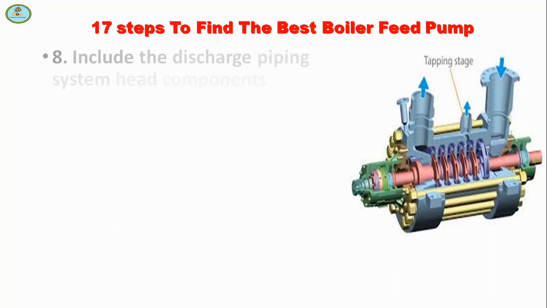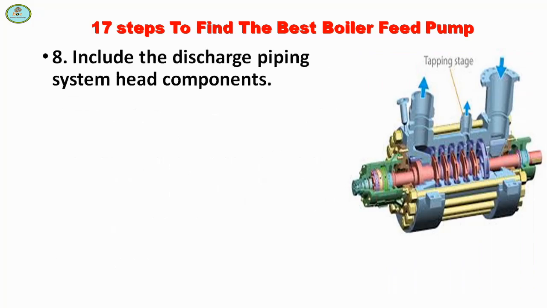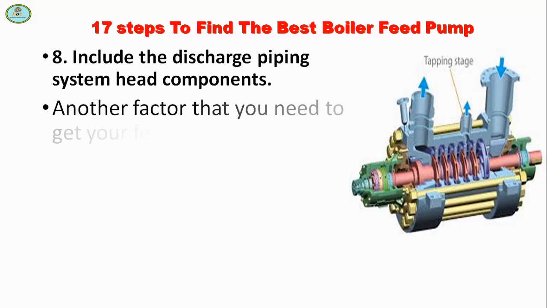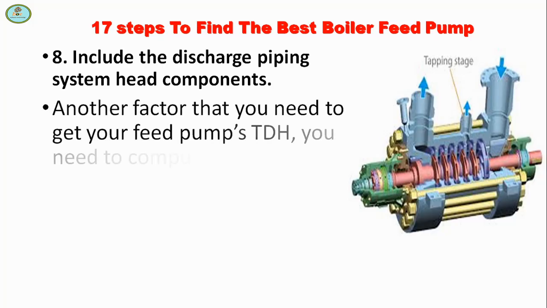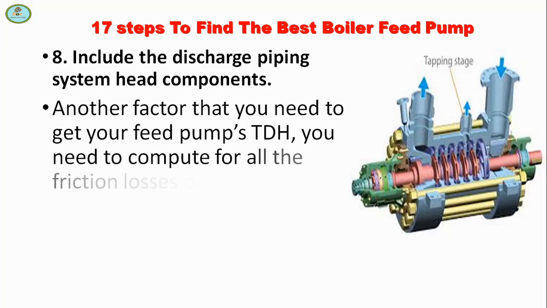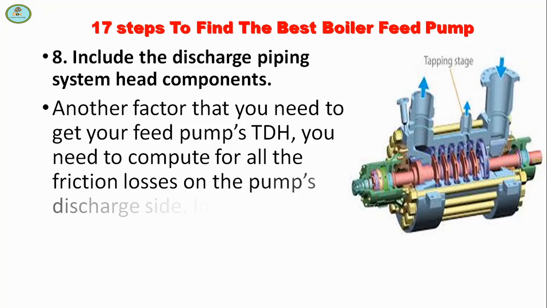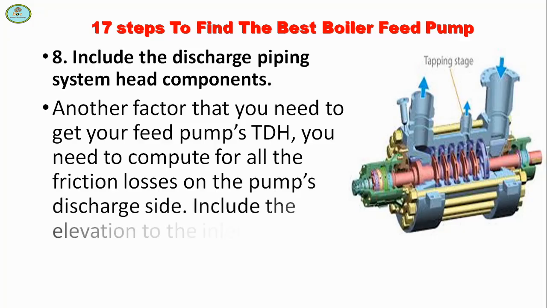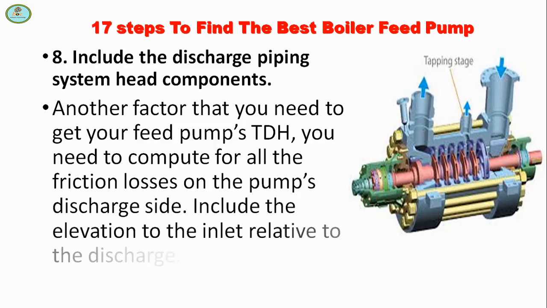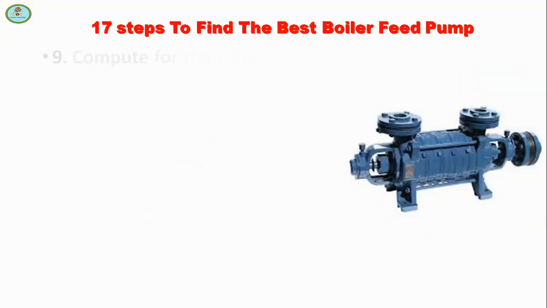Next is to include the discharge piping system head components. Another factor that you need to get your feed pump TDH: you need to compute for all the friction losses on the pump discharge side. Include the elevation to the inlet relative to the discharge.